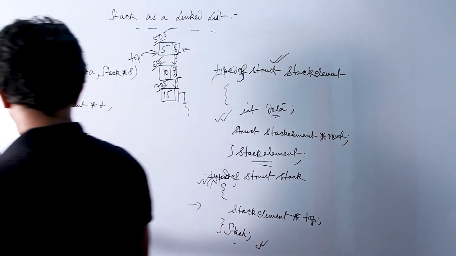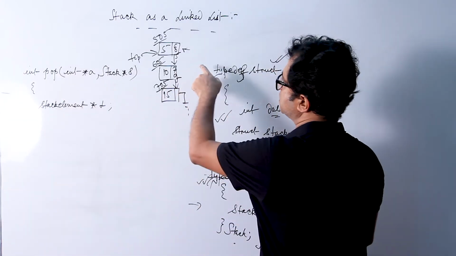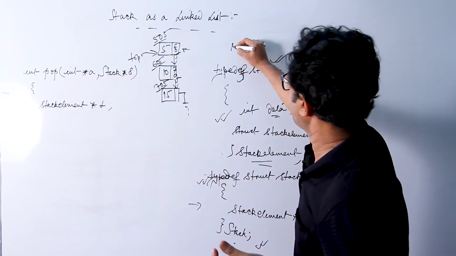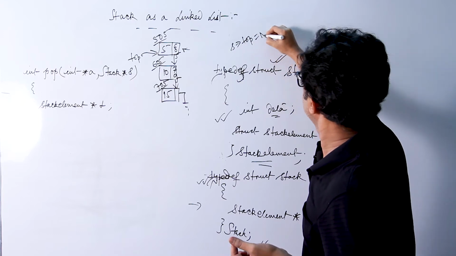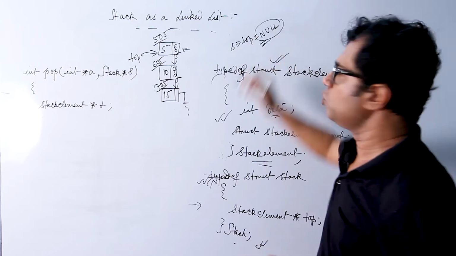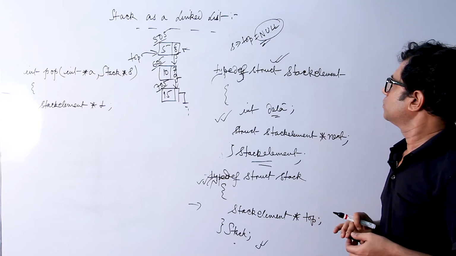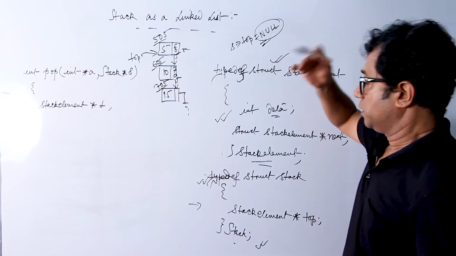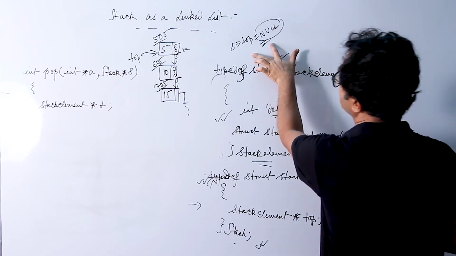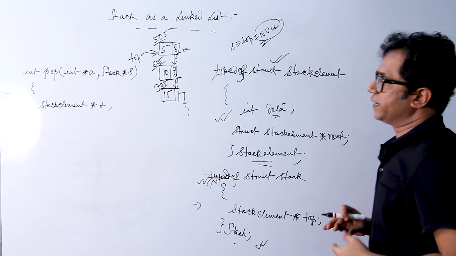Now we'll check if s arrow top is equal to null. So what is that case? If s arrow top is null, then what does this signify? That there is no top in the stack and there is no element in the stack, which is to be concluded from that. So the empty condition of the stack is to be tested by seeing whether s arrow top is equal to null. We have to put the check in that way.